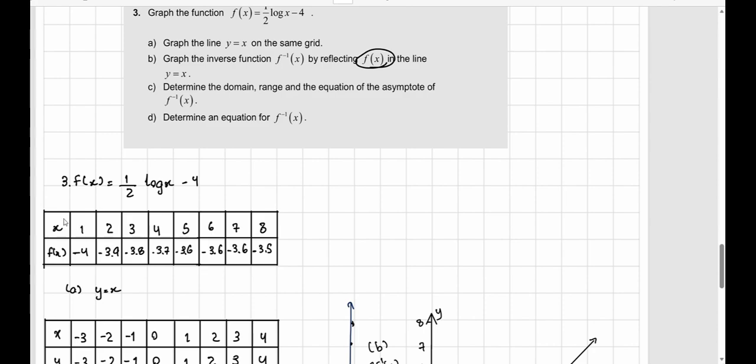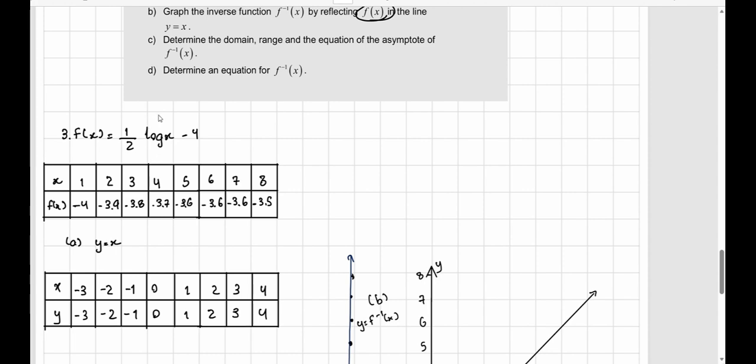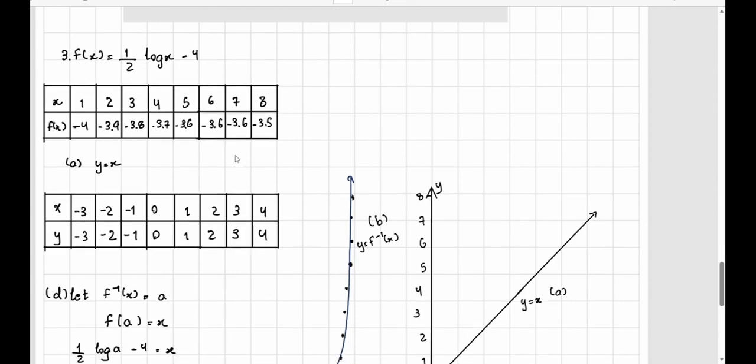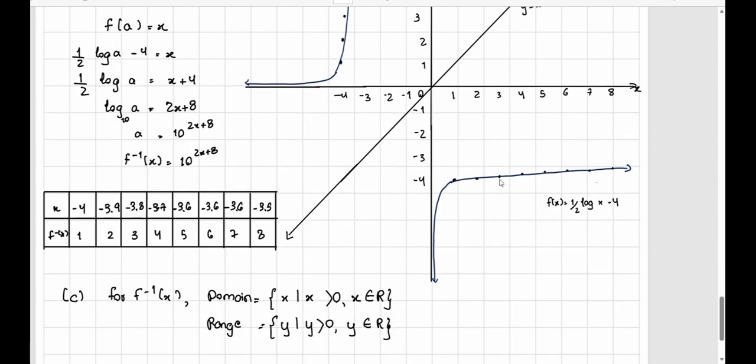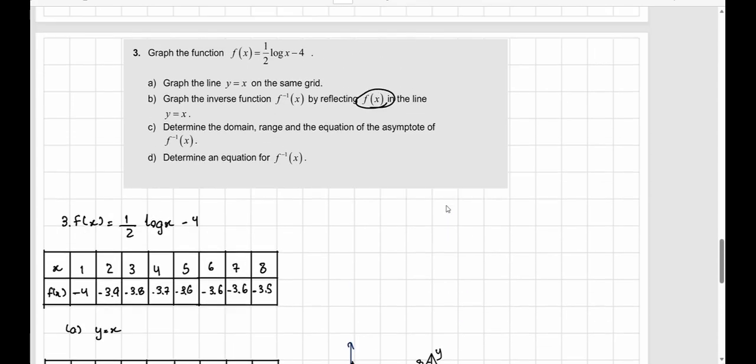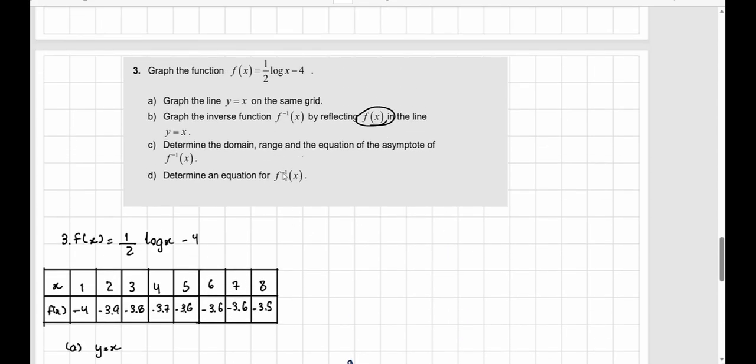So I've already drawn the table of values for this function. Since it is just log x, the values of x are always going to be 1 or any positive number, but not 0 or any negative number, because they're going to be undefined. So this is my value table, and this is my graph for the function. I've intentionally drawn this asymptote because it's going to be used later in the questions.